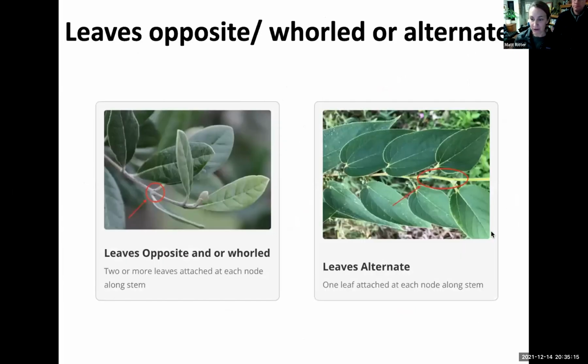So for example, if you have selected that you're looking at a broadleaf tree, the very next question is going to be, are the leaves opposite, whorled, or alternate? And so you're going to push this button. This says, do you have a plant that has 2 leaves or 3 or more leaves? Or do you have a plant with only 1 leaf attached at each position on the stem?